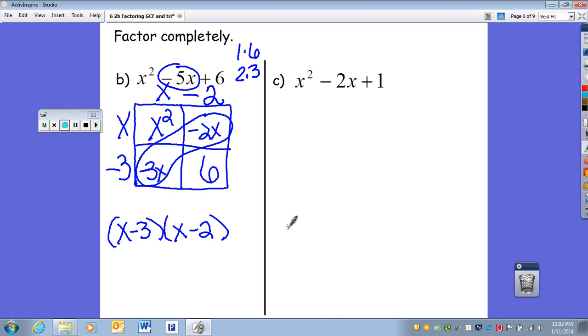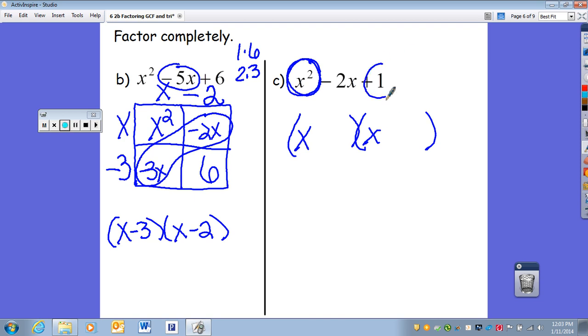Let's take a look at example C. First, we're going to look for the greatest common factor, and the only thing they have in common is 1. We're going to use our reverse distribution to practice on this one. So we say to ourselves, what do we multiply together that gives us x squared? That would be x times x.